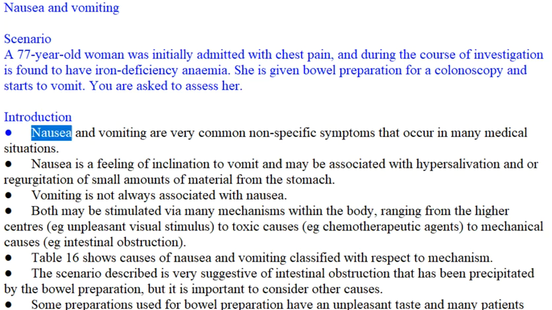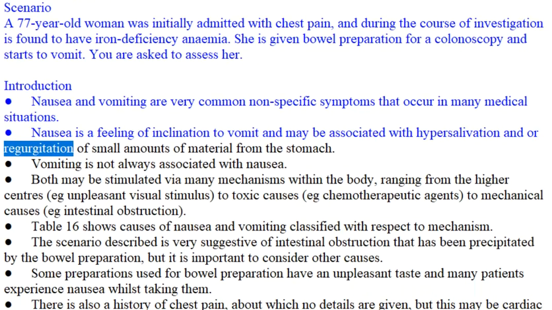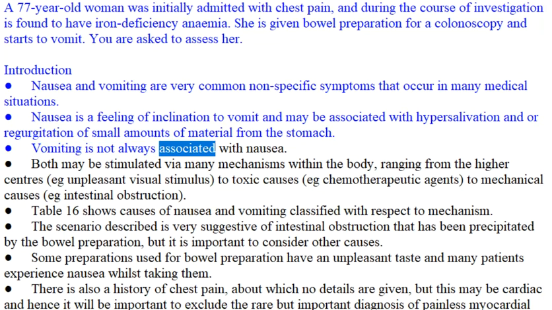Introduction. Nausea and vomiting are very common nonspecific symptoms that occur in many medical situations. Nausea is a feeling of inclination to vomit and may be associated with hypersalivation and/or regurgitation of small amounts of material from the stomach. Vomiting is not always associated with nausea.